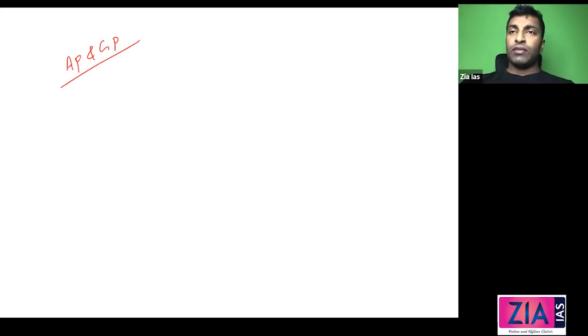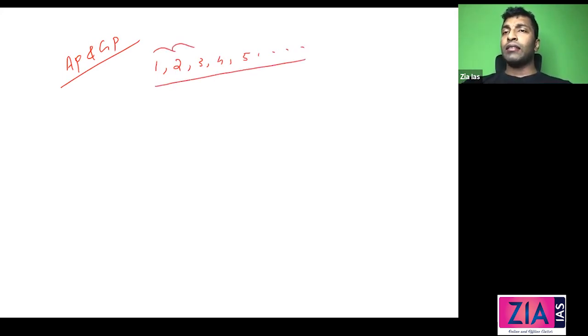So the base, what is AP? Arithmetic progression, right? 1, 2, 3, 4, 5, etc. If you see, this is an AP, right? You keep on adding some common term, right? One is added, right? Similarly, 1, 3, 5, 7, like this. If you go, 2 is added, right? So you can see here common difference is 1, here common difference is 2.